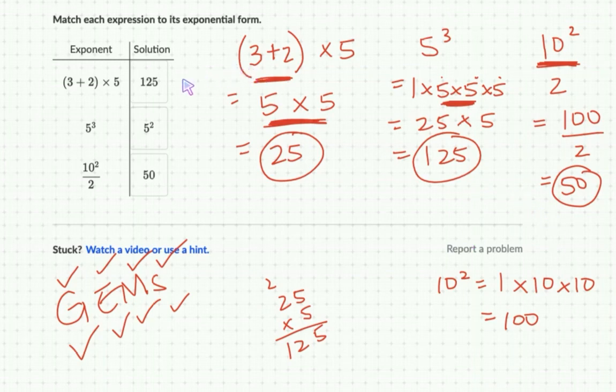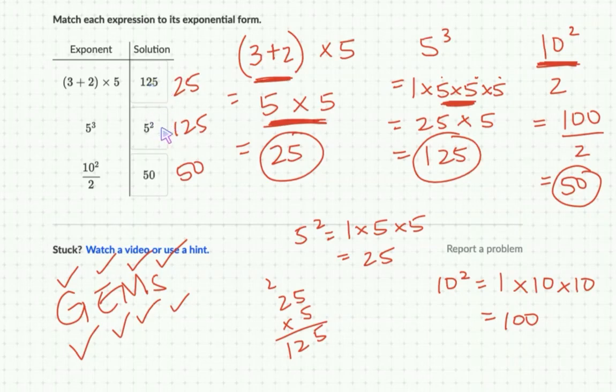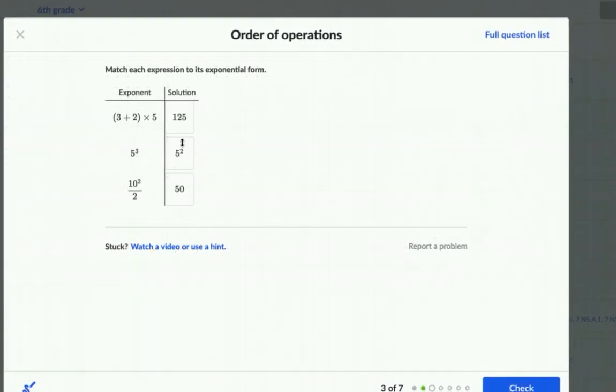So it looks like it should be 25, then 125, then 50. Let's see, I don't have a 25, but 5 squared is the same as 1 times 5 times 5, 2 times. So this one should be 25. So it looks like I just have to flip these two cards because 125 should be down here and 5 squared is the same as 25. So let me go ahead and fix that. And there we go.